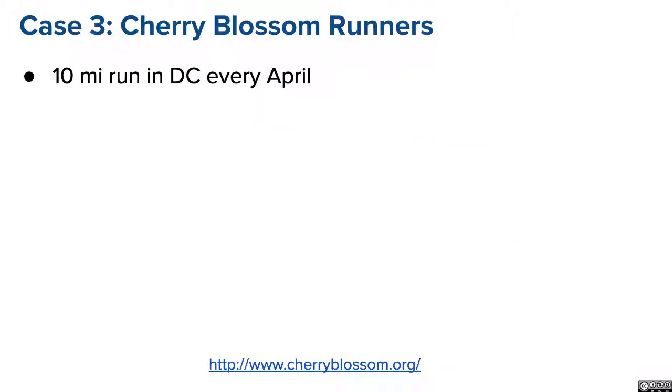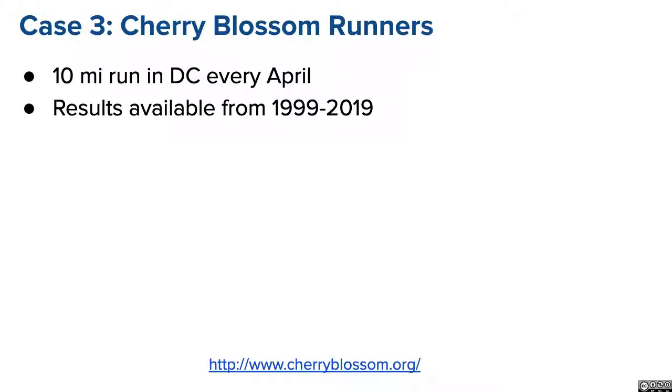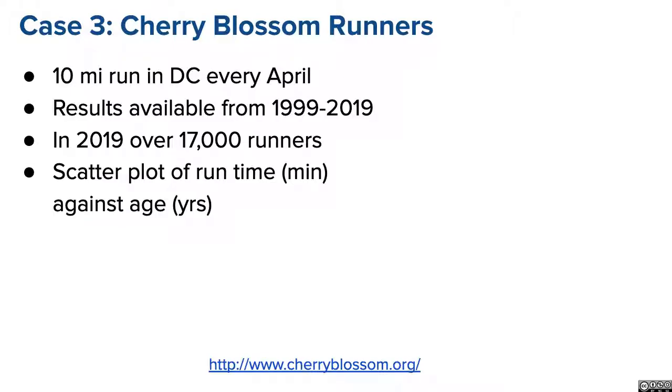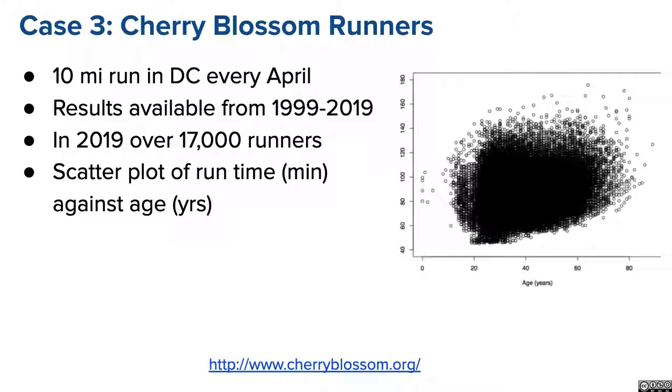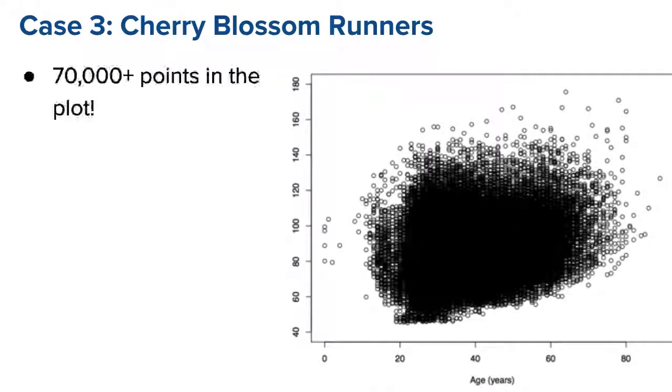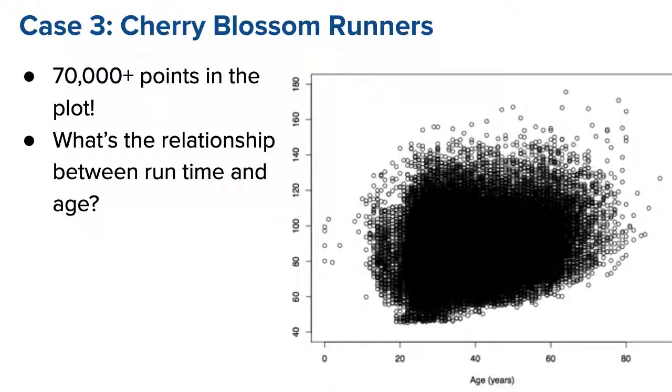All right, one more case for you guys. Every April, there's a 10-mile run in Washington, D.C. called the Cherry Blossom Run, and they have the results available for the past 10, 11 years or so. In 2019, there were about 17,000 runners. I've never gone, but hope to make it out there someday. What I've done here is made a scatter plot of the run time in minutes against the age of the runner in years. There are 70,000 points in this plot.